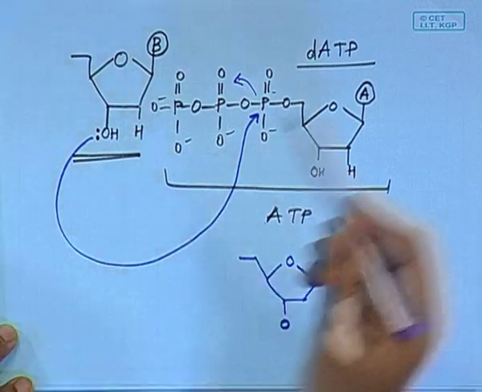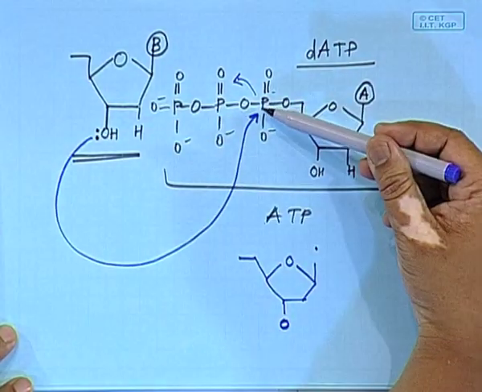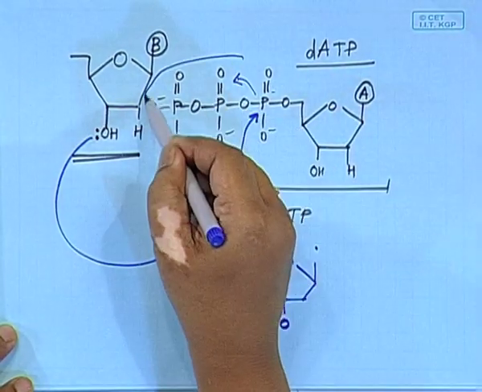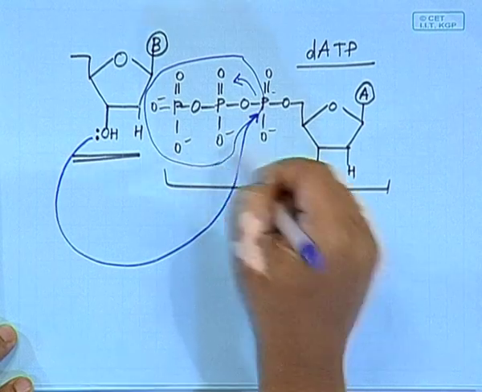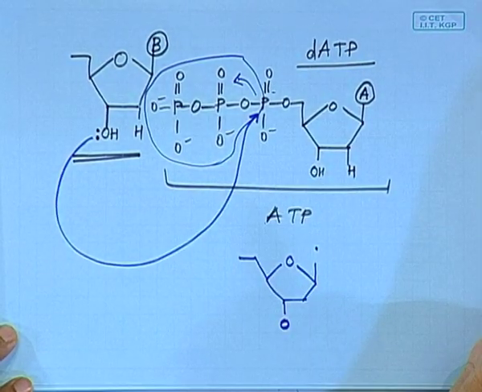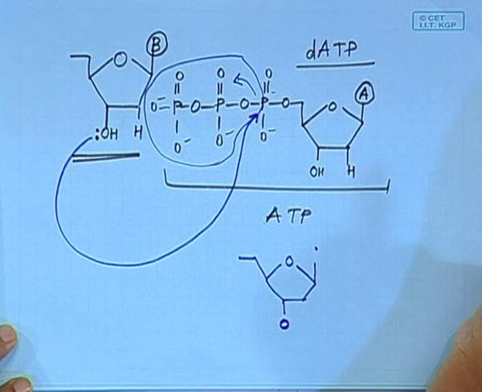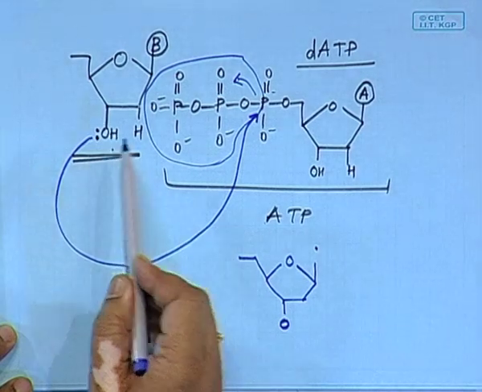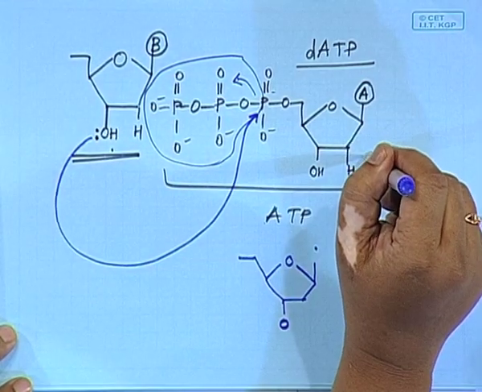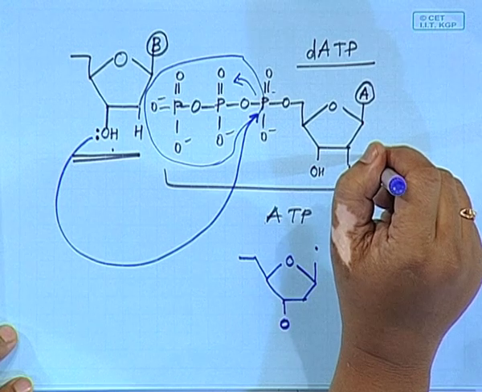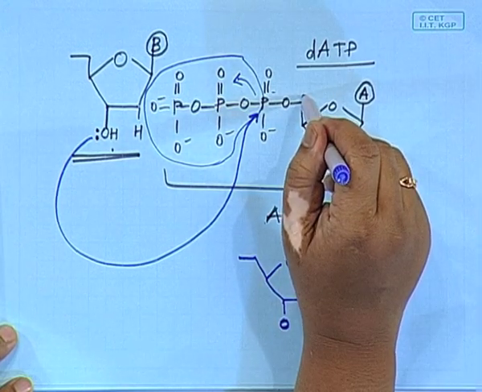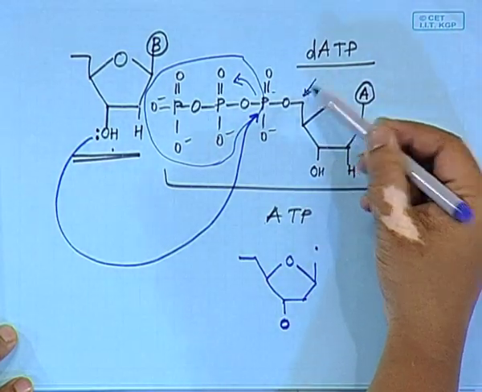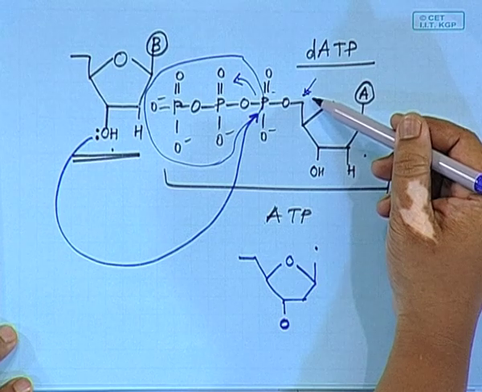Right? This oxygen is now linked here, and we have this part released. So, what have I essentially done? I have linked this with this, right? Where have I linked it? At this position. What is this position? The 5 prime position. The 3 has gone to the 5.